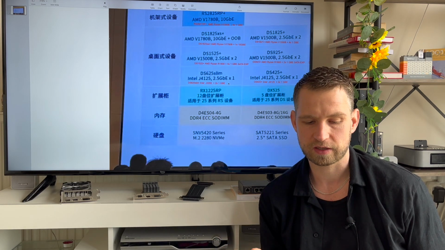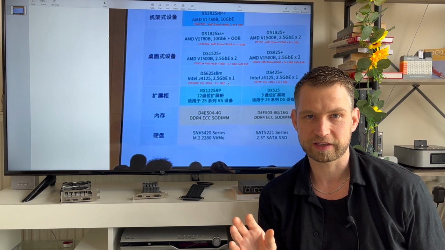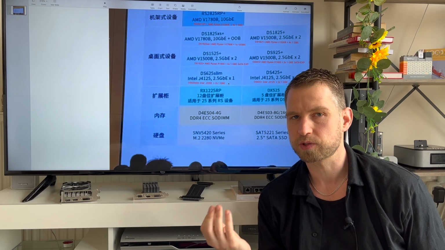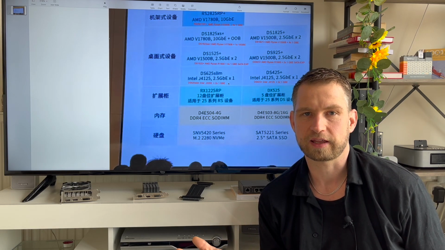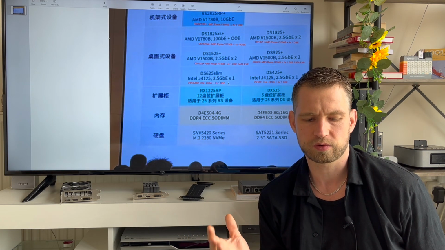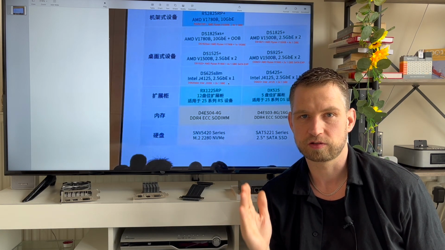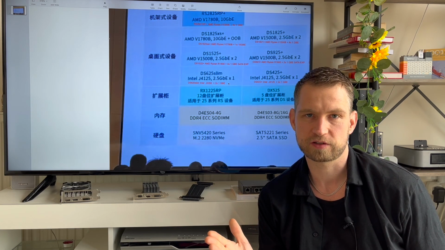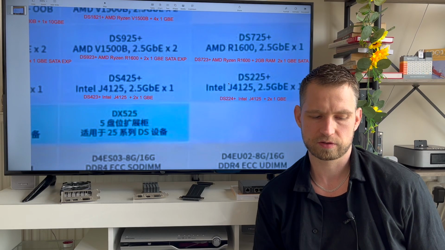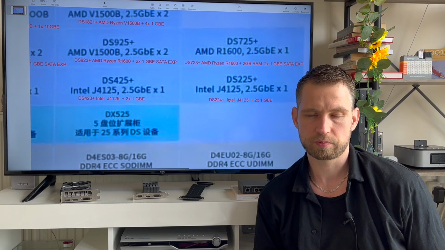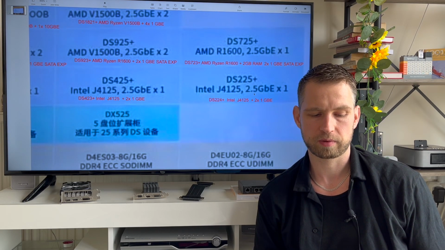Everything Synology does is bottlenecking everywhere they can. Sometimes I'm questioning, does Synology even understand anything about bottlenecks? What's the point of having better hardware but then saying you cannot use it? It's quite stupid.